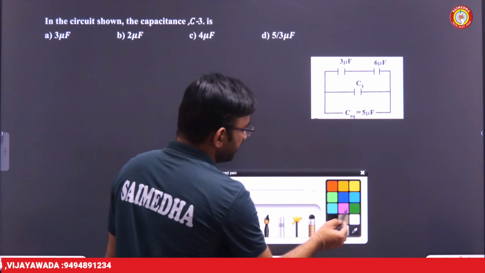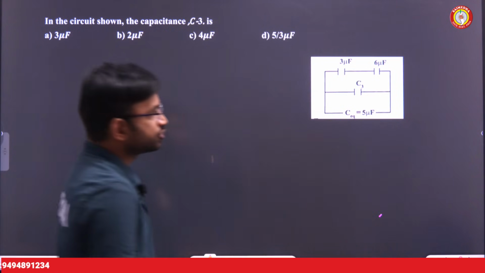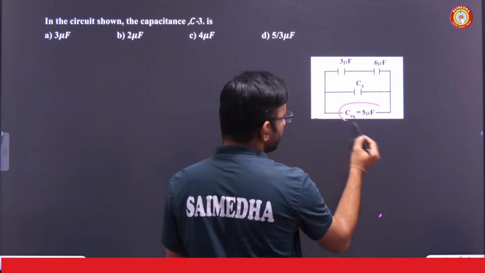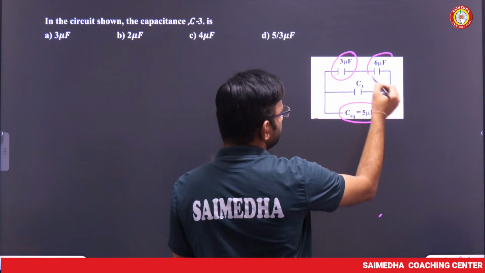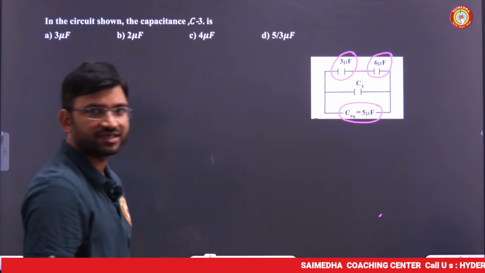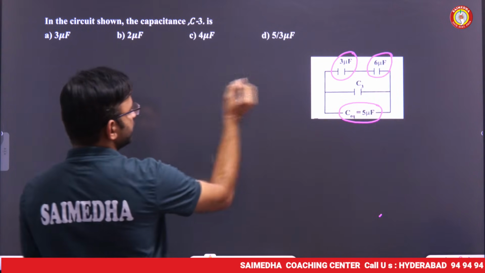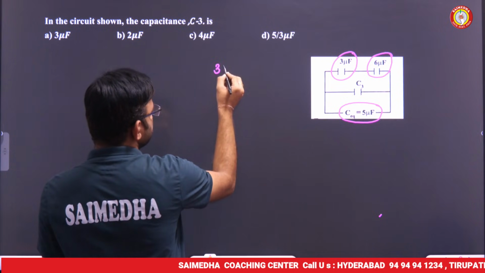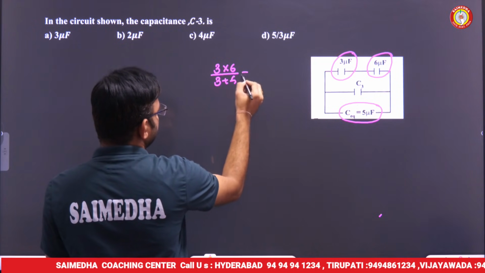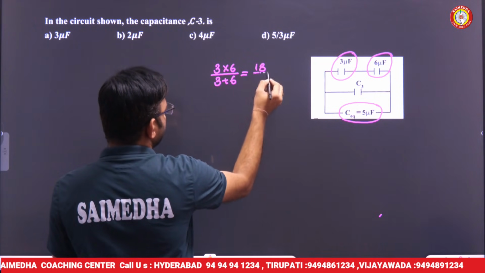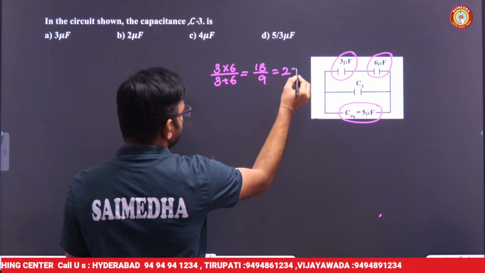Simple question. First try to understand that the equivalent capacitance is given. Here three capacitances, 1, 3 microfarad and 6 microfarad, are connected, with 3 and 6 in series. What is the equivalent capacitance when 3 and 6 are connected in series? 3 into 6 divided by 3 plus 6, which is 18 divided by 9, equal to 2 microfarad.